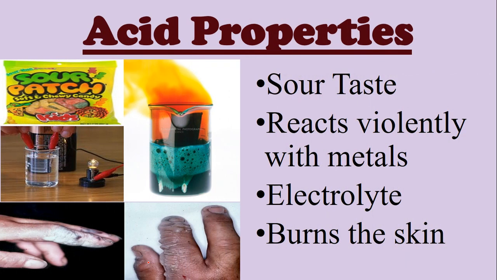So acid properties. One property is that some acids you can eat and they taste sour, like Sour Patch Kids or oranges. They have a sour taste to them. They do react violently with metals. Acids can eat away at metals. They are an electrolyte, which means that they can conduct electricity. And one thing acids can do is if they're strong enough and they come in contact with your skin, they can burn the skin. Can even take off a finger, dissolve the body, stuff like that.